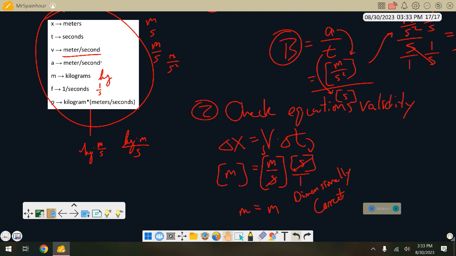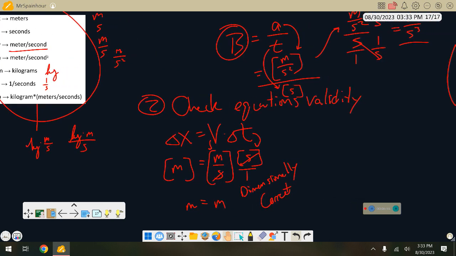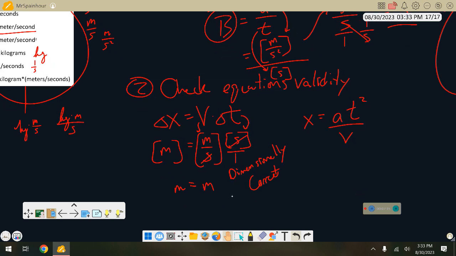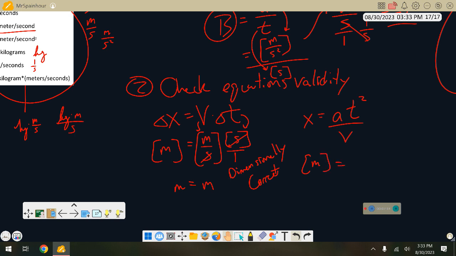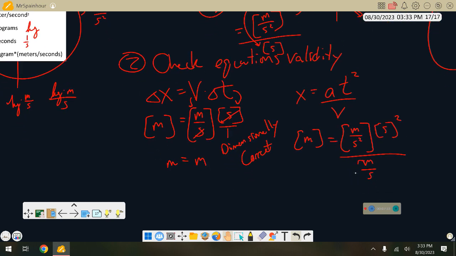On the other hand, let's look at another problem here real quick. Let's say I said something to the effect of x equals at squared over v. And I wanted to see, is this equation correct? Once again, we do the same things. We take x, see that its units are meters. A's units are meters over seconds squared. Times units are in seconds, but that is squared. And that's all divided by meters per second.